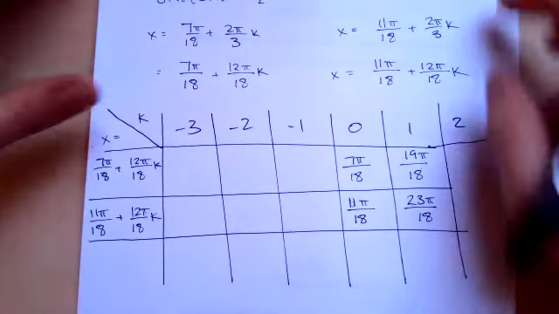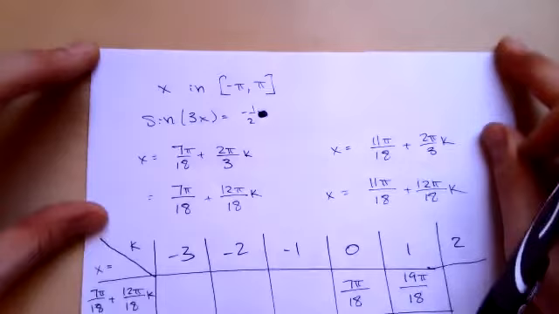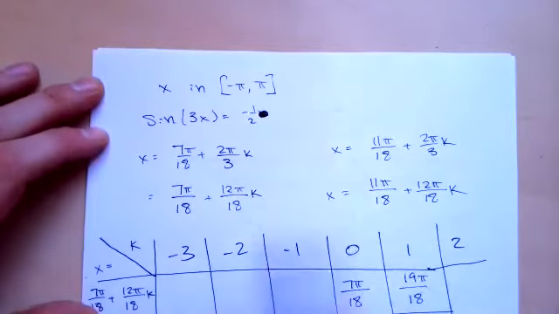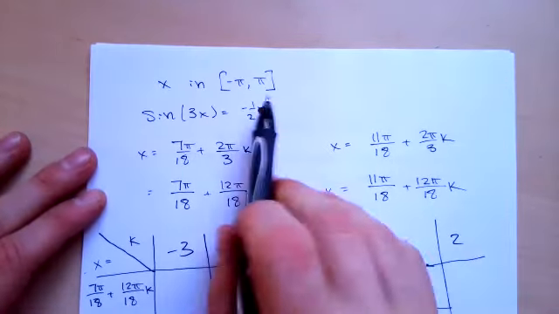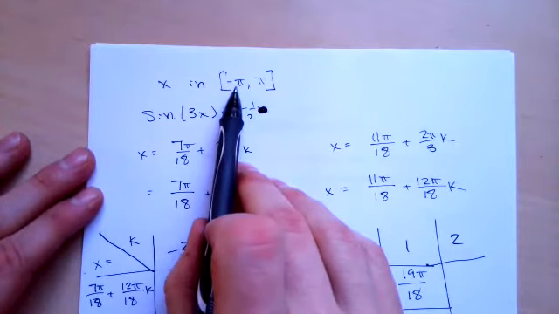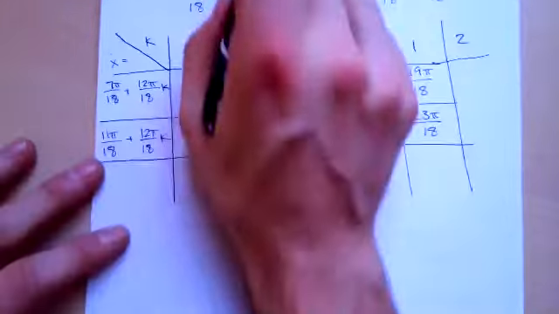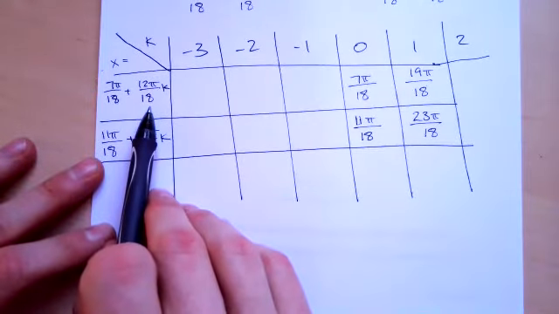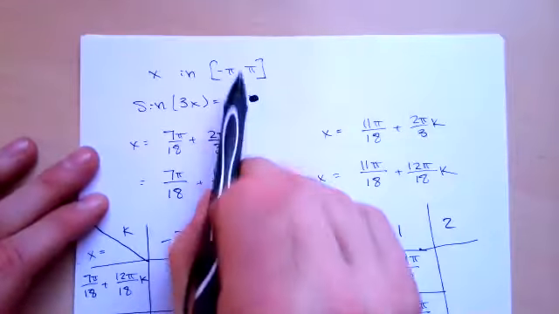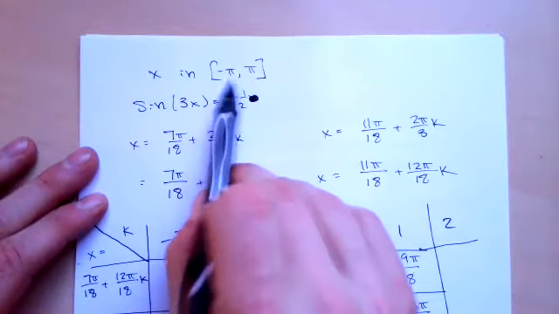And now let's check back. So some more little notes you can add to yourself in these problem solving processes. If we want x within a specific bound, the denominator we found, 18, and we need to find solutions between minus pi and pi.